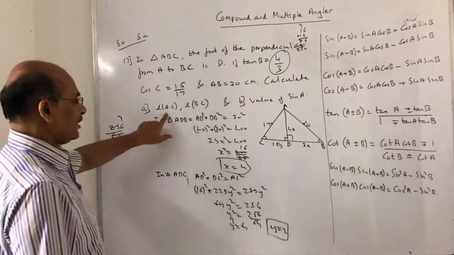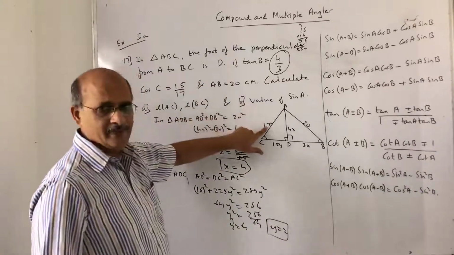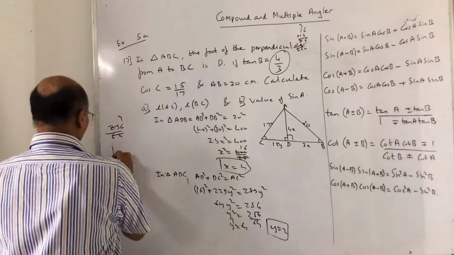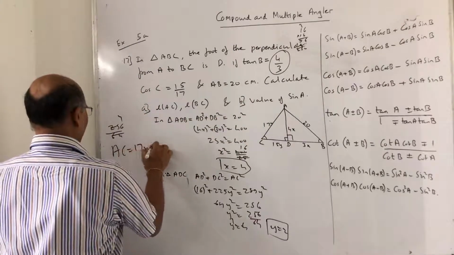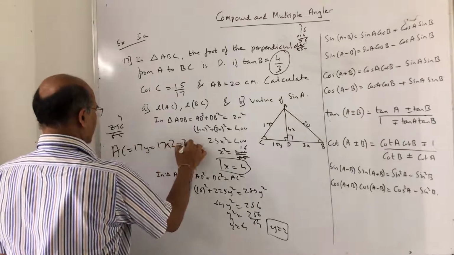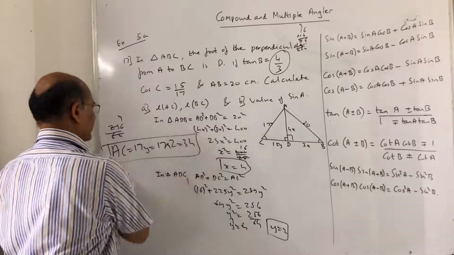Now let us get AC first. So AC is 17y. AC is 17y. So I just do it over here. AC is 17y. That is 17 into 2. It is 34. The first answer is ready.